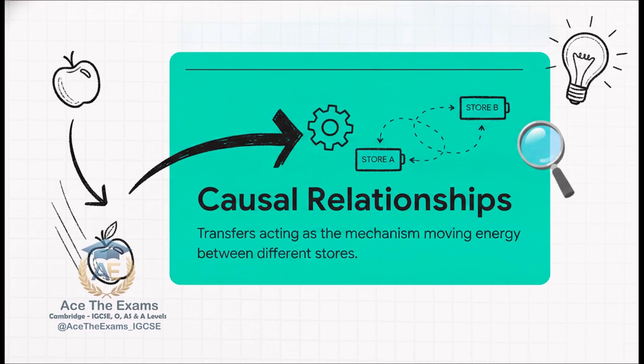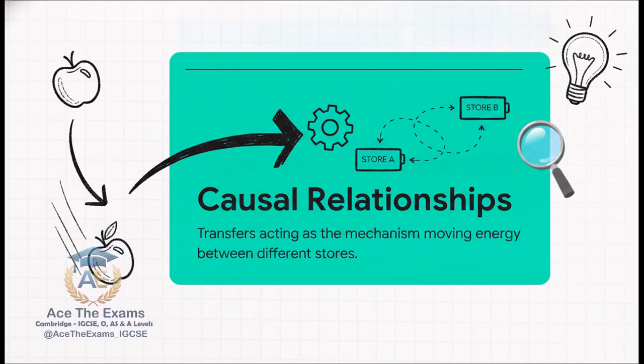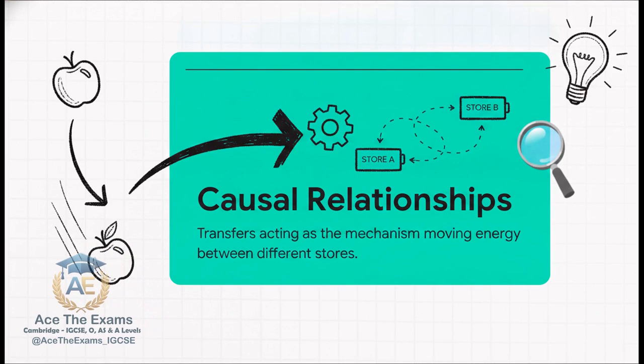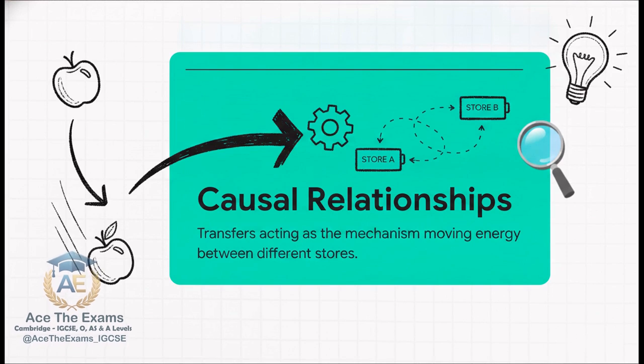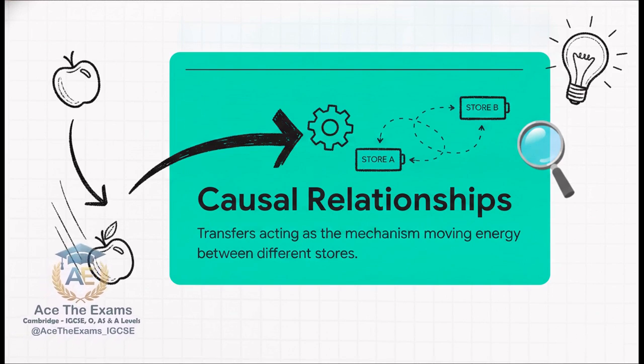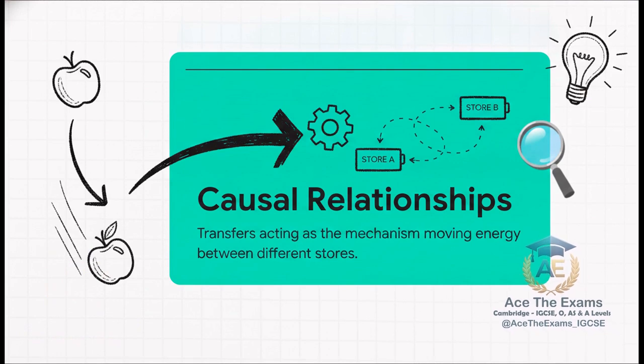Make your point about the initial store, provide evidence from the question's data, explain the transfer mechanism, and link it to the final store. According to principal examiner reports, candidates who explicitly reference these exact cross-topic connections and clearly articulate this cause and effect relationship achieve significantly higher marks.